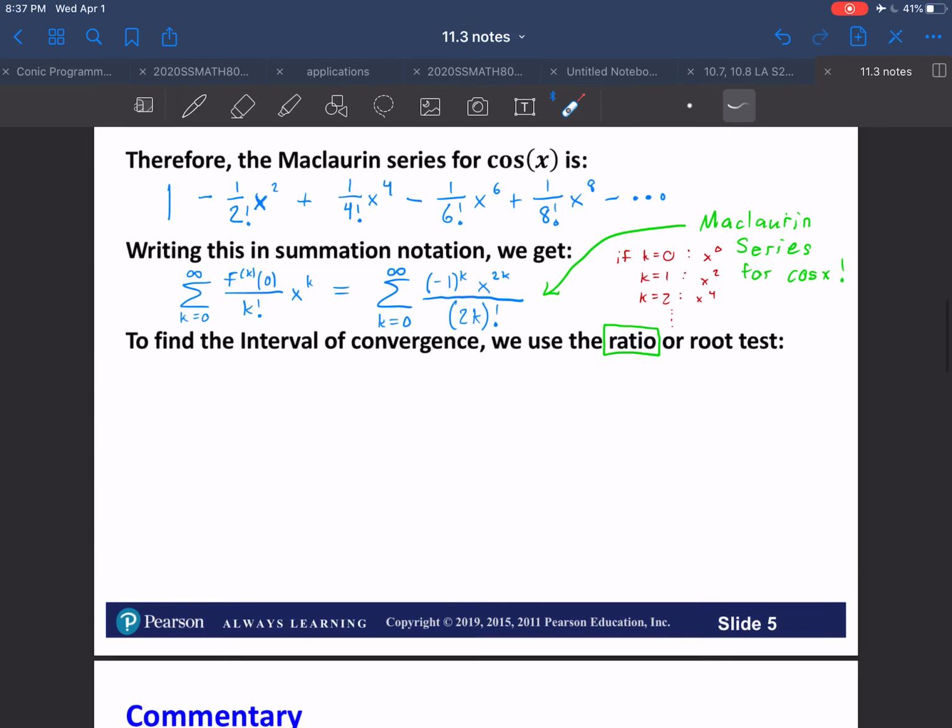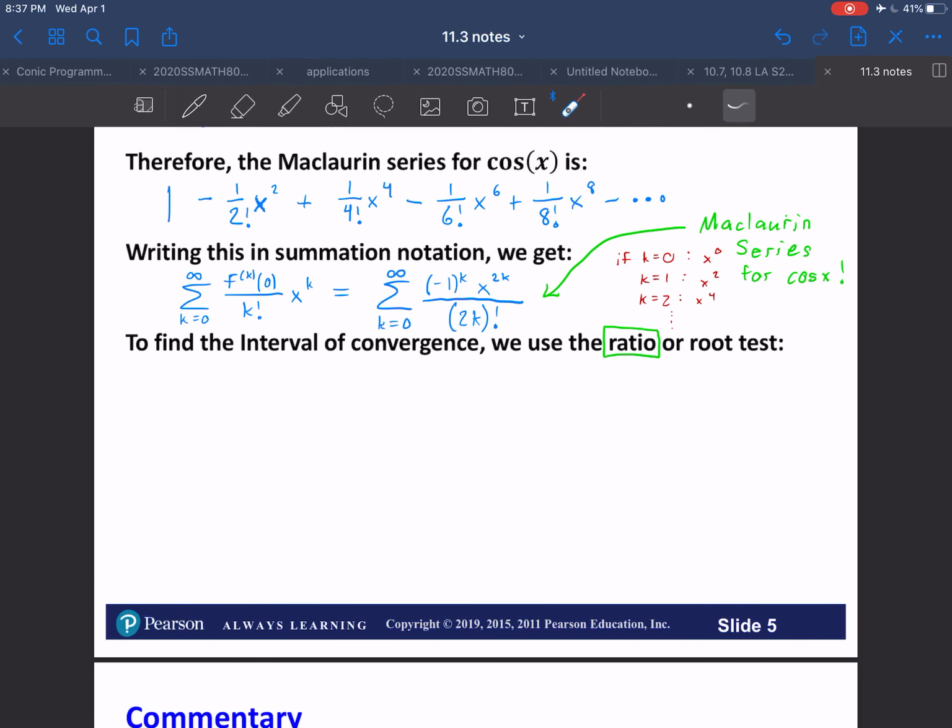All right, so by using the ratio test, we need to define R to be the limit as k approaches infinity of a_(k+1) over a_k, where a_k, we're going to define it up here, a_k is equal to negative 1 to the k times x to the 2k all over 2k factorial. Great.